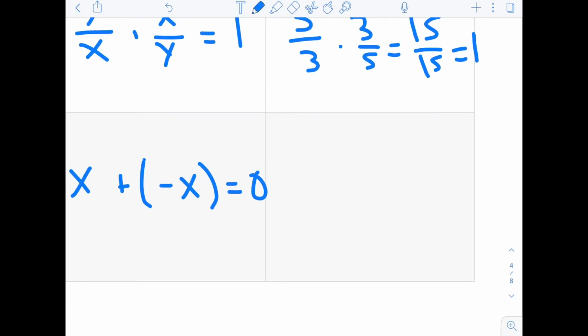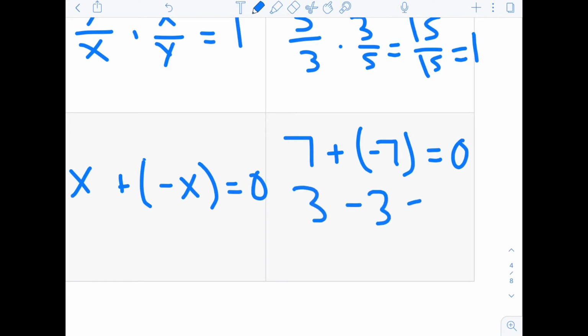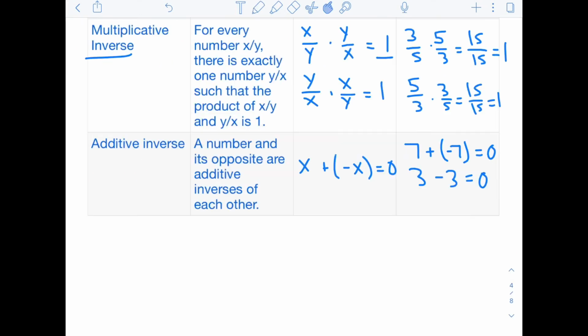So that's like 7 plus negative 7 is 0, or 3 minus 3, that's 0. In multiplication, to undo it, we're multiplying by the reciprocal to make it 1, and for addition, to undo it, we're adding the opposite number.